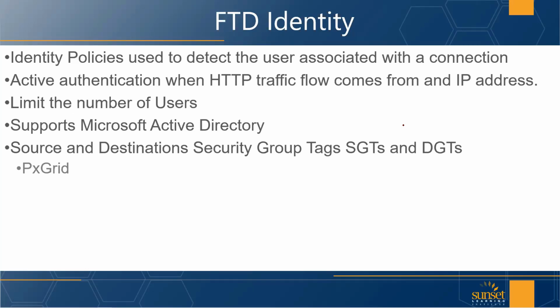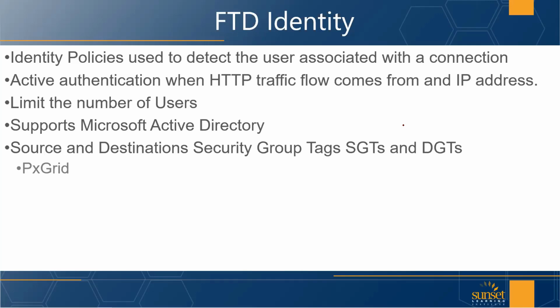Identity. Again, identity policies are used to detect the user with the associated connection. Really, the way that's moving towards is security group tags. But if we use active auth here, when HTTP comes in from specific IP addresses, we can limit the number of users that are allowed to do that. And we can pull those usernames from Active Directory. But we're looking right now really at security group tags.